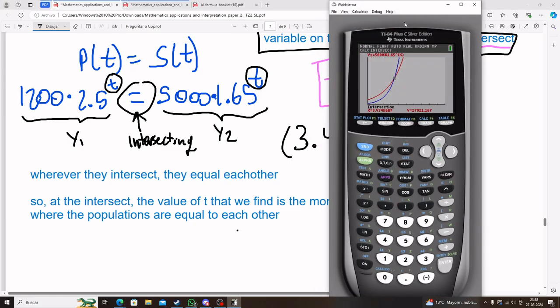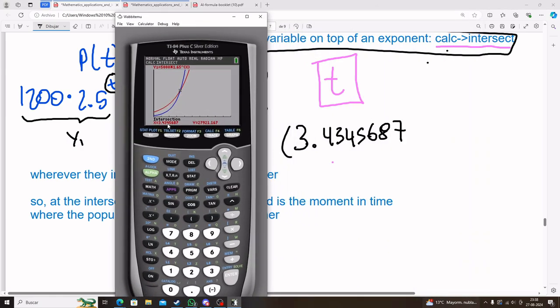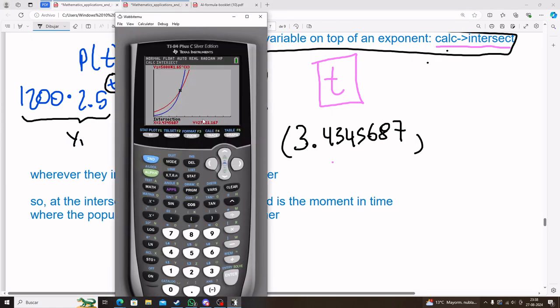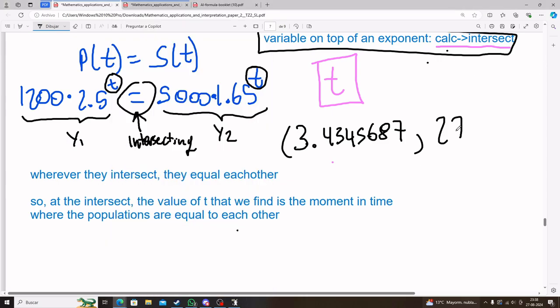Did I get that right? 434.5. Wow, I've got some good memory. And the next one, let's see if I can get it to 27,921. 167.